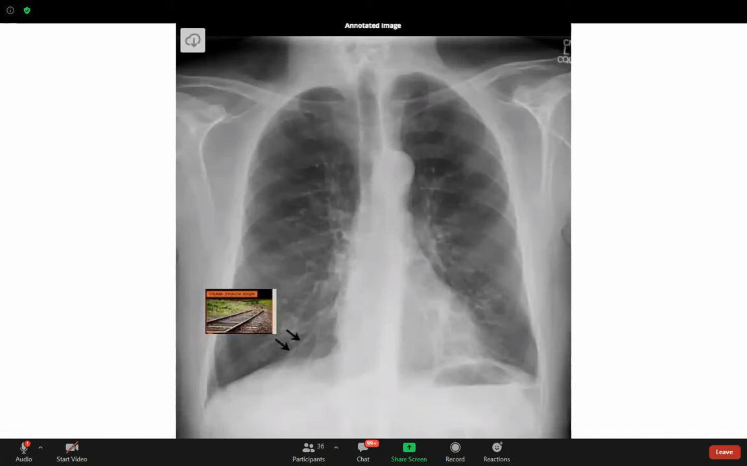Okay, time for questions, guys, for any of the chest X-rays. Question, question. Guys, do you have any questions?